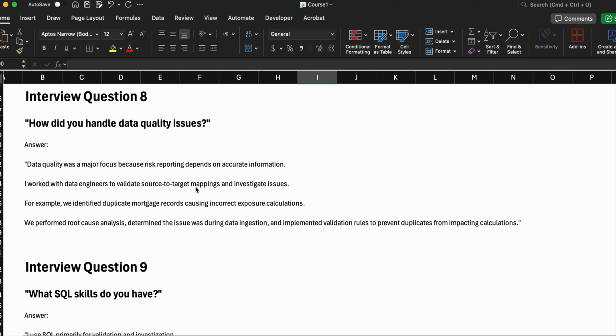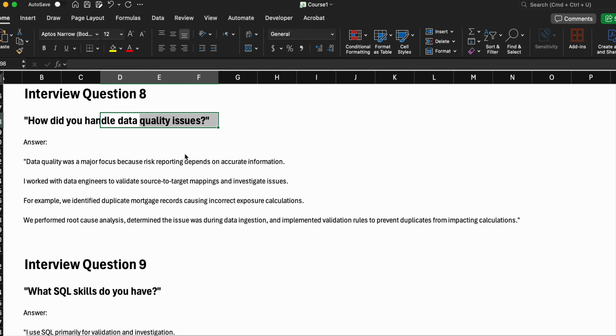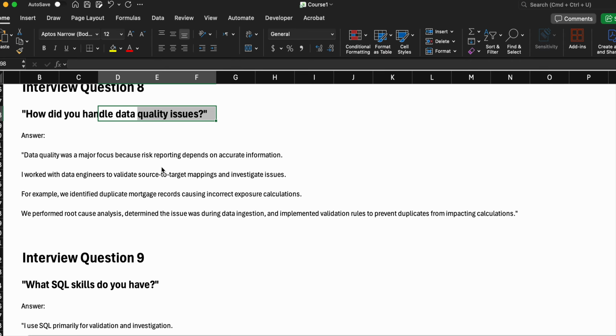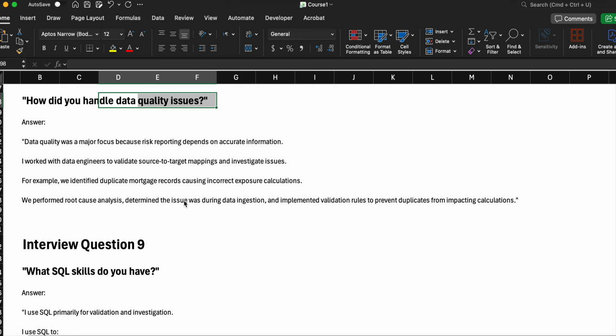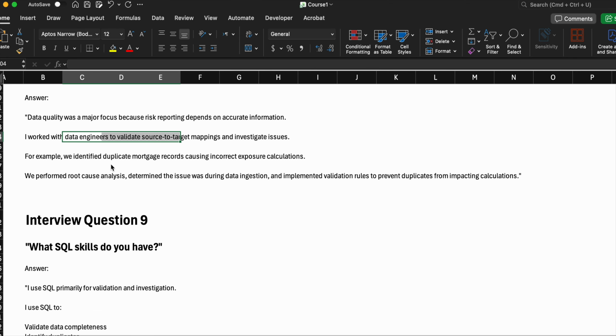How did you handle data quality issues? What does it mean? Risk reporting needs accurate information. Remember, we have some data missing, like we have the past due amount but we don't know the customer details. How did you handle those kinds of cases? We can also talk about duplicate mortgages, but you can pick whatever use case you want to talk about.